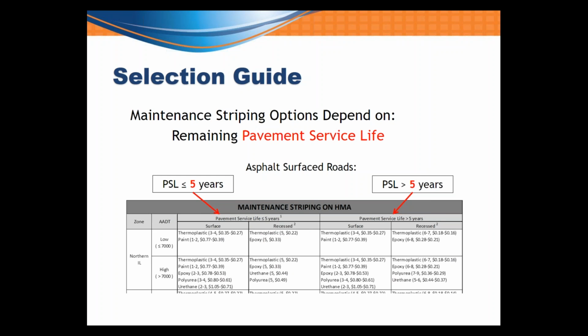Another aspect of the selection guide were the tables specific for maintenance striping. So again, this is striping where you're refreshing an existing pavement marking material or you're applying new pavement marking material to an existing pavement surface. So for the selection table for asphalt surfaces, we further break down the pavement marking material recommendations based on the anticipated service life of the pavement. So for asphalt, we have a separate category for pavement service life that's less than or equal to 5 years, and for pavements that have an anticipated service life of over 5 years.